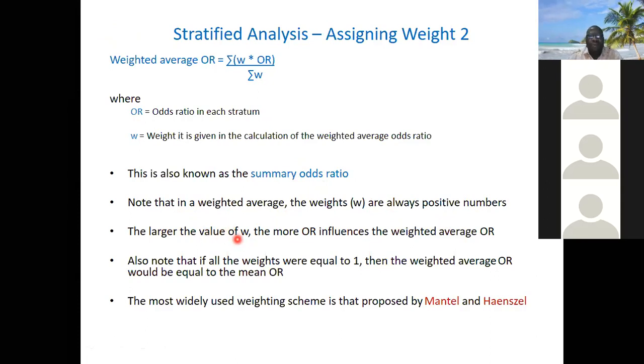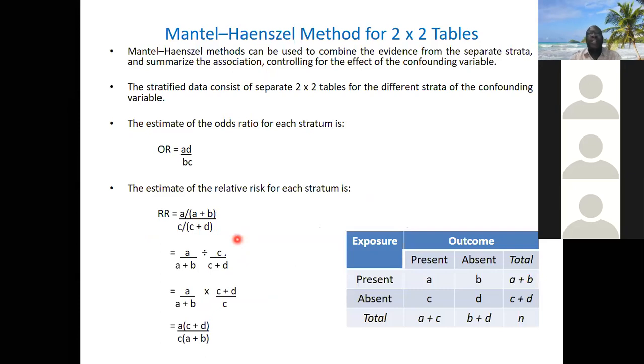The larger the value of the weight, the more that odds ratio influences the weighted average odds ratio. Also know that if all the weights were equal to 1, then the weighted average odds ratio will be equal to the mean odds ratio. The most widely used weighting scheme is that proposed by Mantel and Haenszel, so it is called the Mantel-Haenszel odds ratio, for 2x2 tables.